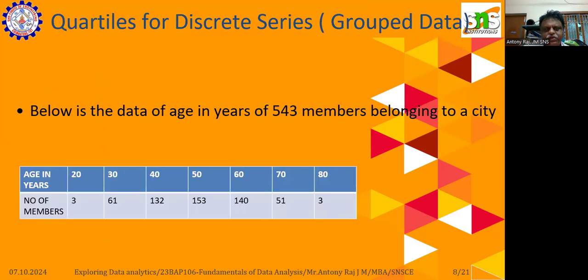Now let us understand how to calculate quartiles for a discrete series, which is grouped data. Below is the data of the ages in years of 543 members belonging to a city, and this is discrete data. In 20 years there are 3 members, and similarly for 30, 40, 50, 60, 70 we have various numbers of members. This is an example of a discrete series. Grouped data has two kinds of series, discrete series and continuous series. This is the discrete series.